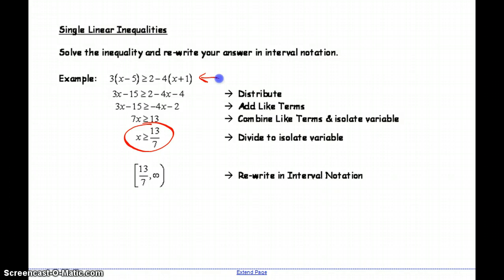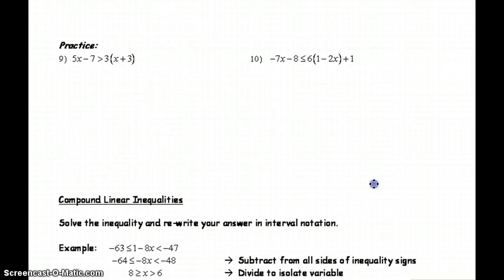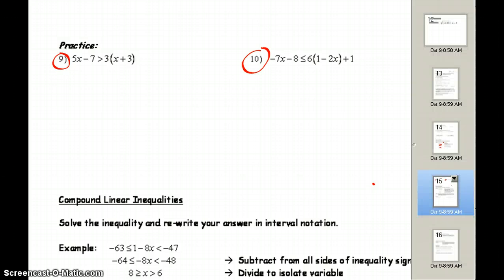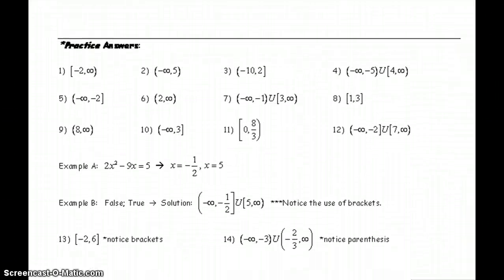Because it's greater than or equal to, you start with a bracket, and your starting boundary is 13/7, and your ending boundary is infinity. Okay. Go ahead and try the following examples, and check your answers on the back page. Again, answers are here.